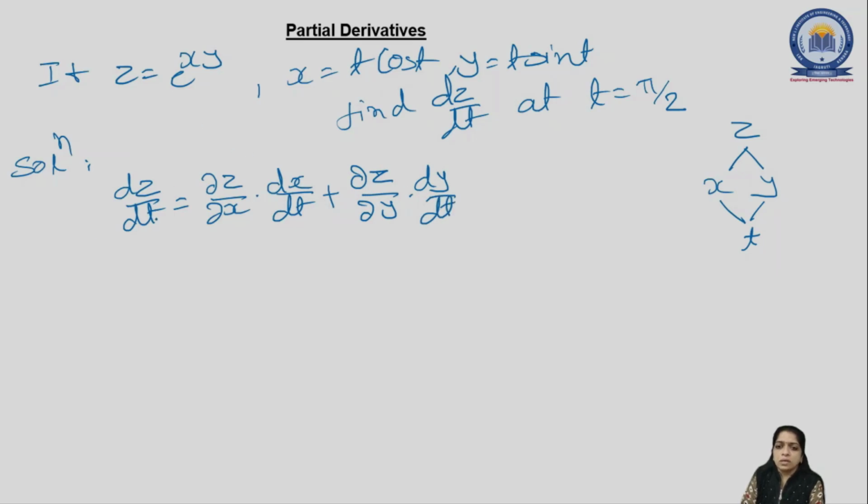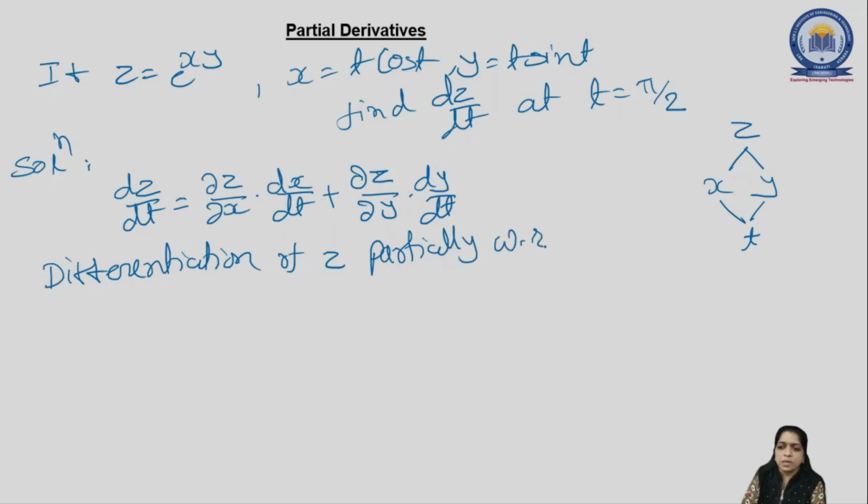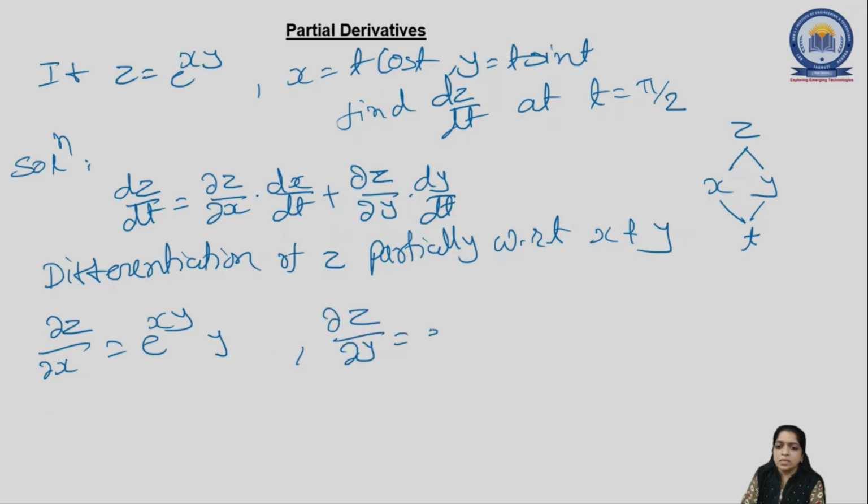Here the partial derivatives of z are with respect to x and y. So first we have del z by del x, that is e raised to xy. As it is an exponential function, e raised to xy remains the same, into y. And similarly for del z by del y, that is e raised to xy into x.